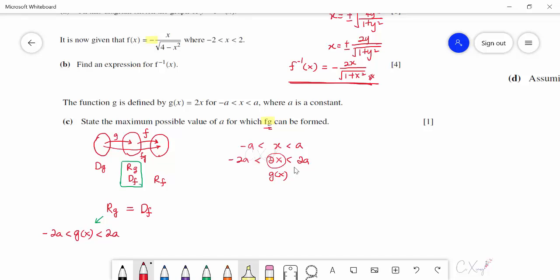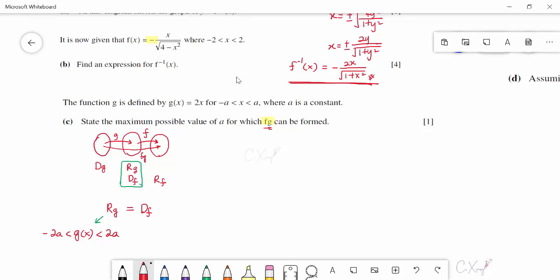All right. How about the domain of f? For the domain of f, you can refer back to the previous question here. They actually show us that the domain of f is negative 2 until positive 2. So for the domain of f, I have negative 2 ≤ x ≤ 2.